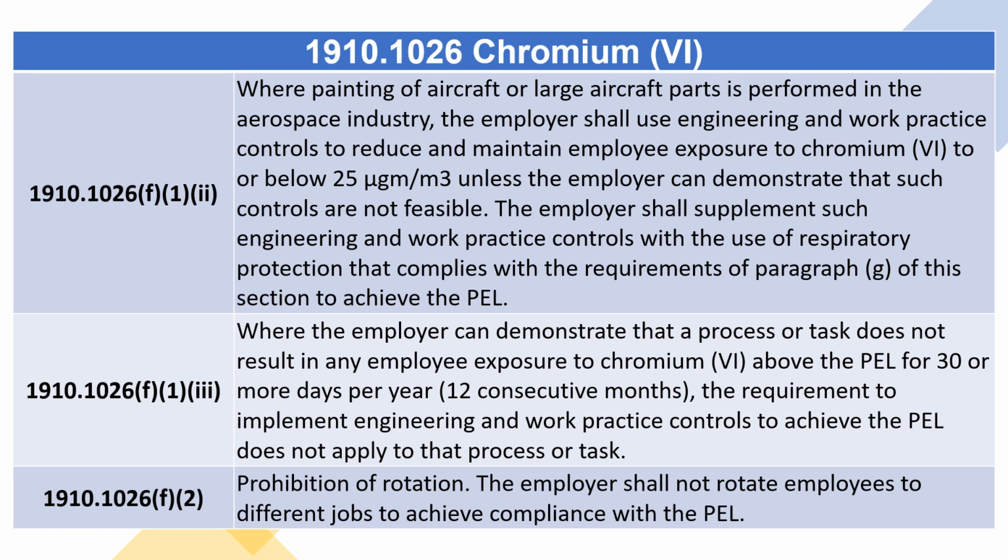1910.1026 F1, 3. Where the employer can demonstrate that a process or task does not result in any employee exposure to chromium-6 above the PL for 30 or more days per year, 12 consecutive months, the requirement to implement engineering and work practice controls to achieve the PL does not apply to that process or task.